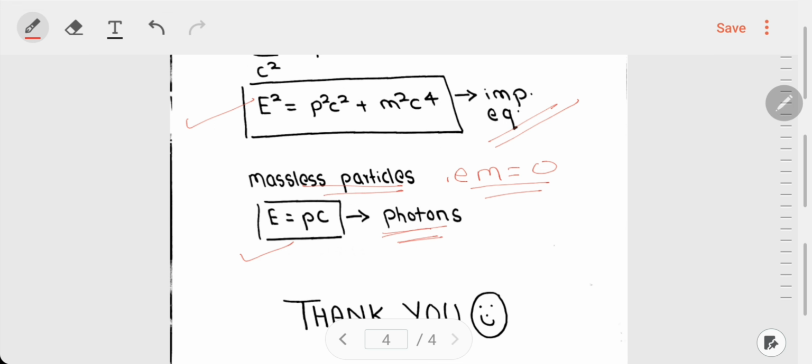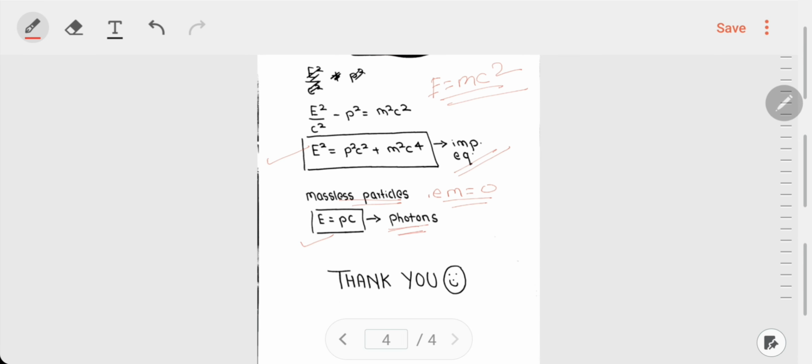Okay, so this was the important energy momentum 4 vector, and the last 4 vector that we are going to discuss. The next topic, in the next lecture, would be the last in the series of special relativity. It will be about the causality principle.